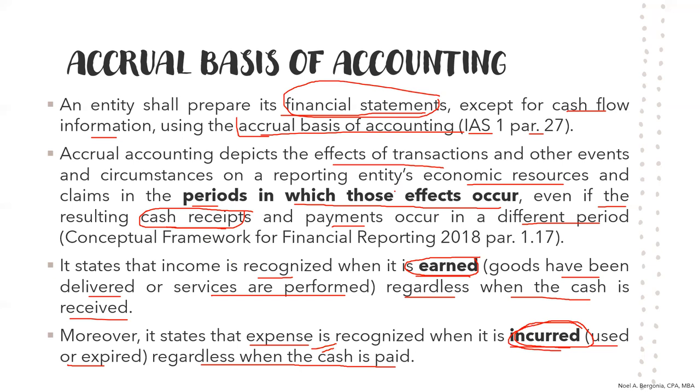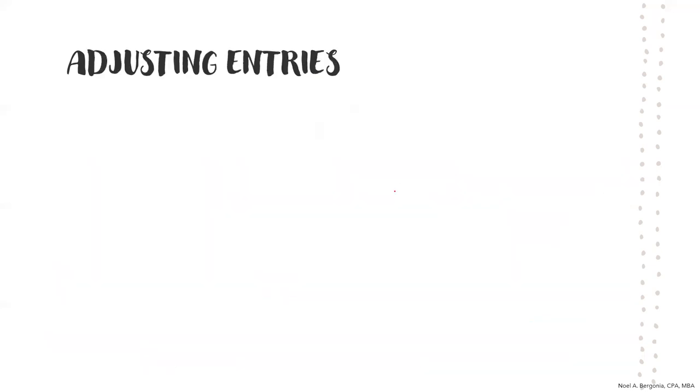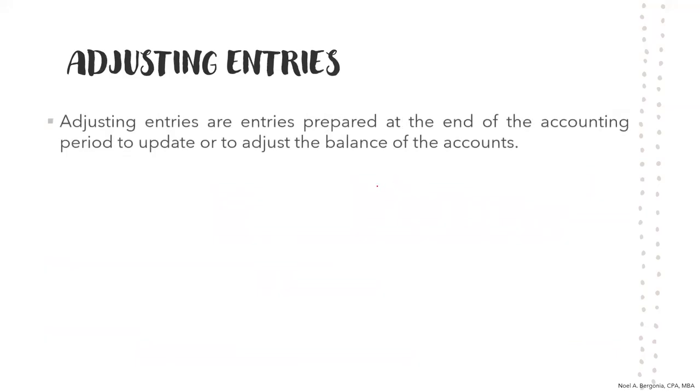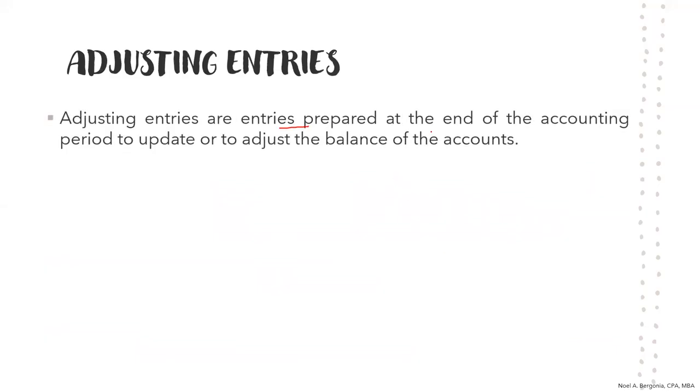So now, let's move formally to our adjusting entries. So what are adjusting entries? And how is it different from the journal entries that we have prepared previously? To give you an idea, adjusting entries are entries prepared at the end of the accounting period. So take note of the date when it should be recorded. It should be recorded at the end of the accounting period. So remember, class, that what we discussed in Module 3 about journalizing are all recorded during the month or during the accounting period.